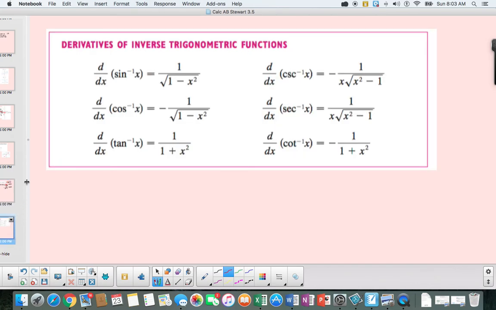Here's a summary of all the derivatives of inverse trig functions, which need to be memorized. Notice there is a pattern. If you learn half of them, the other half have a negative in front of them.